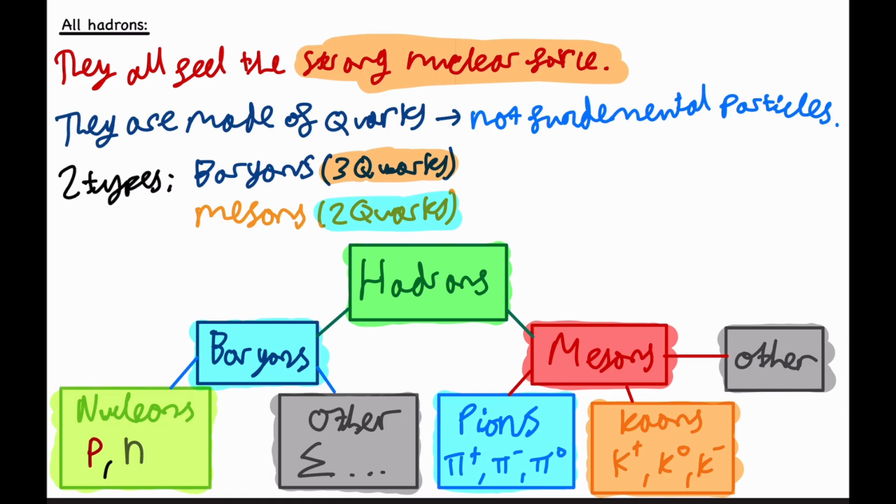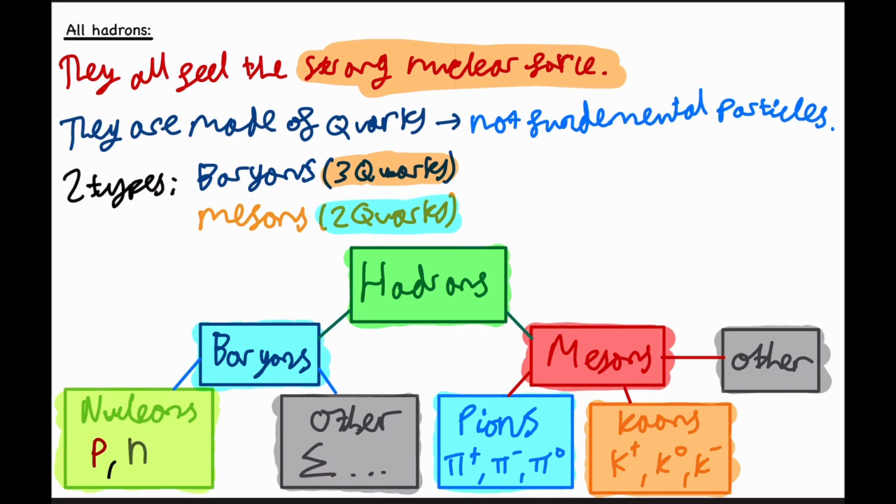So you have the hadrons, which split into baryons and mesons. The types of baryons are the nucleons, the protons and the neutrons, and you have other types, for example, the sigma. And you have mesons under the hadrons because they are types of hadrons, and you have 2 types of mesons, which are the pions and the kaons, and then you have other types, which we don't have to go into for A level.